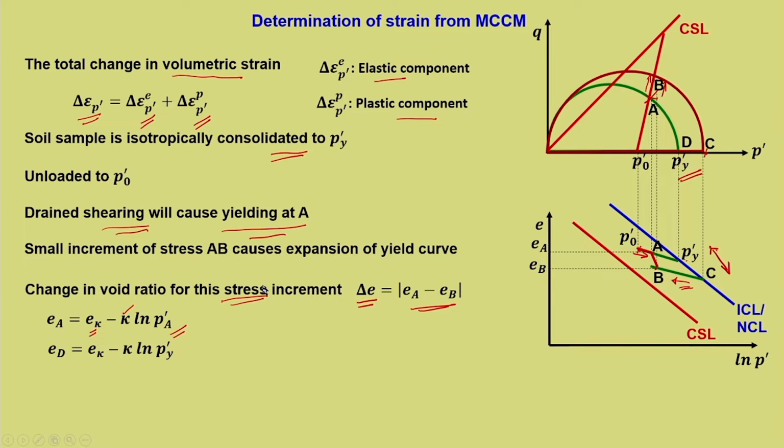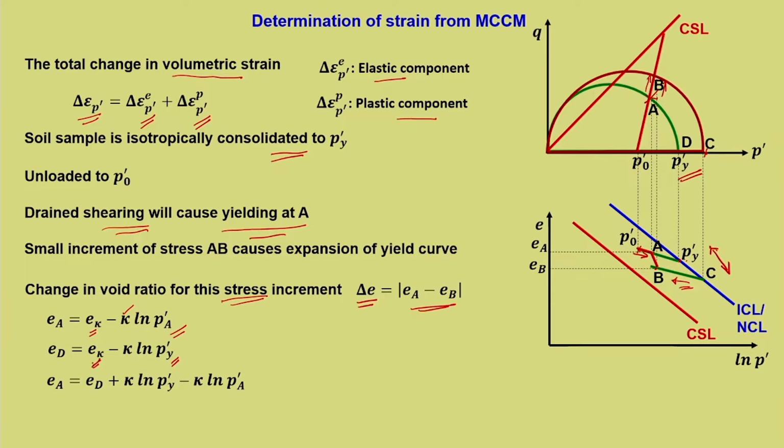For D, that is for this point which is the maximum yield stress corresponding to the starting point or the starting envelope, that can be obtained as e_D. It is on the same unloading reloading line. So, it is e_kappa minus kappa ln p dash y, because D corresponds to the maximum, that is p dash y. So, this particular point we are talking about, what is the void ratio at this point? That is given by e_D.